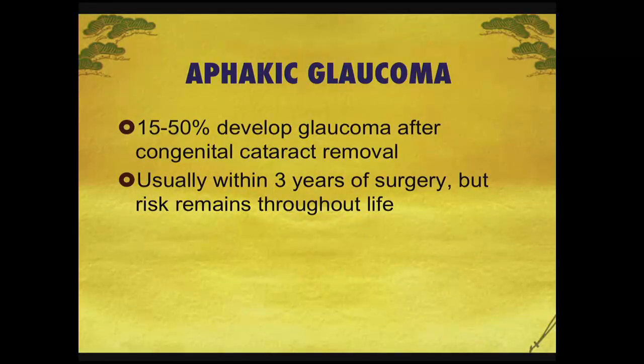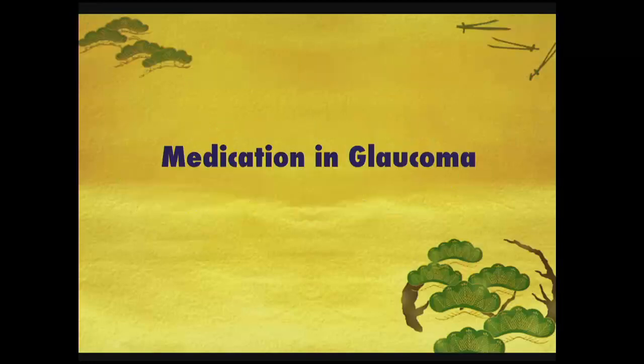And then the last disease in pediatric glaucoma is aphakic glaucoma. 15 to 50% will develop glaucoma after congenital cataract removal. It's not completely understood why. Usually the glaucoma will be within 3 years of the surgery, but the risk never goes down to zero, so they need follow-up throughout life.